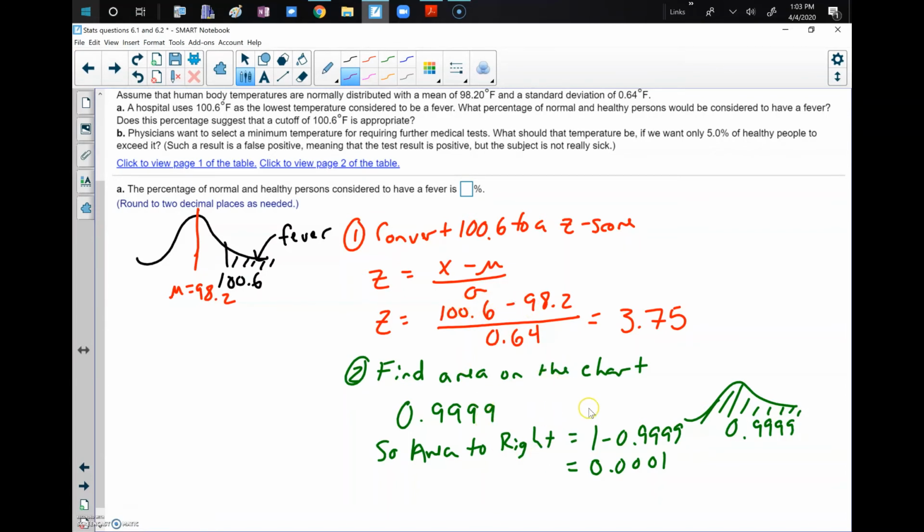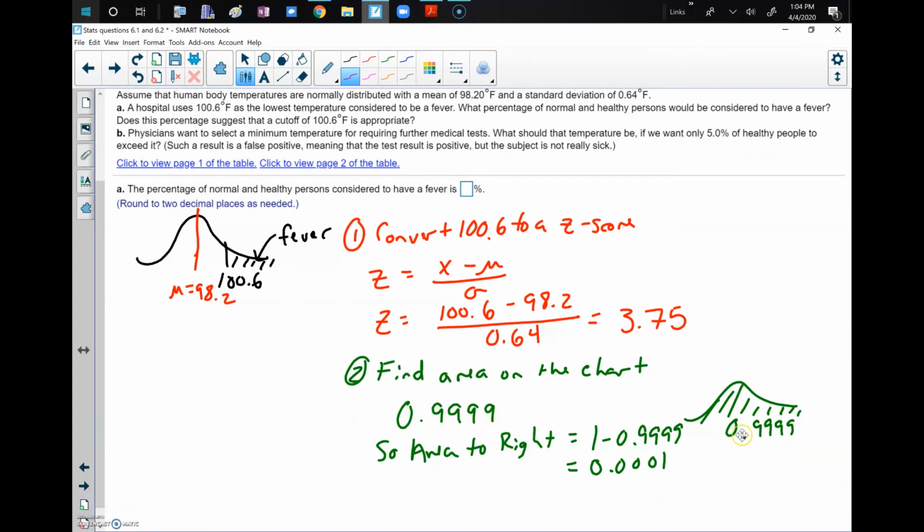And in this particular scenario, if I rounded it up to 1, then we would say that this right-hand area is 0. And that's not true, right? There's not 0 people that have fevers. There is some amount of people that do have fever. It's just a very small percentage. So in this instance, we're not going to round up this 0.9999 to 1, because then it would lead to the false impression that no one has a fever.